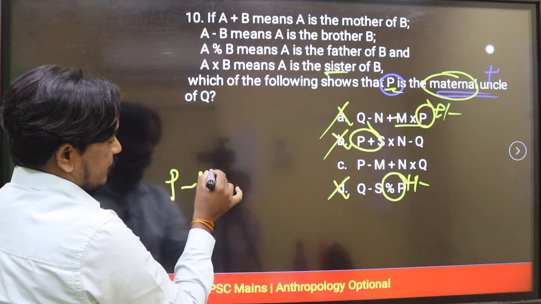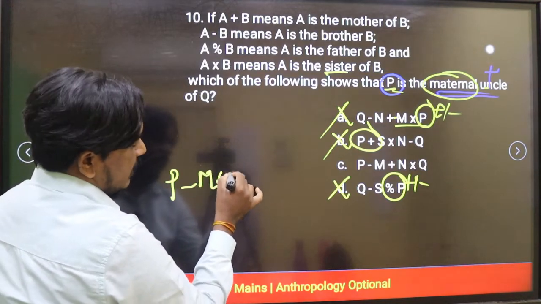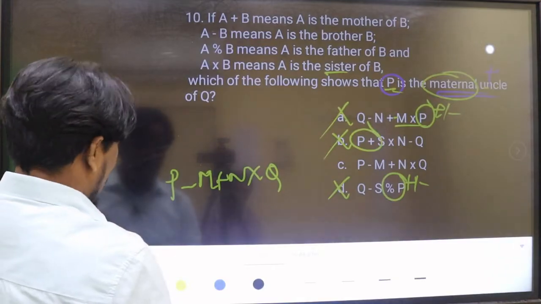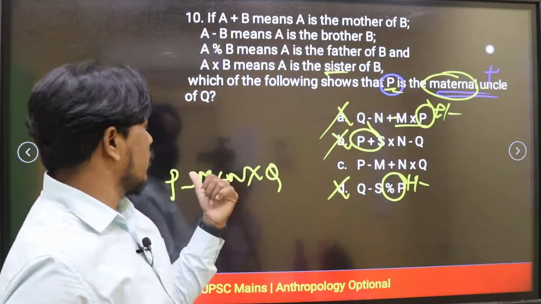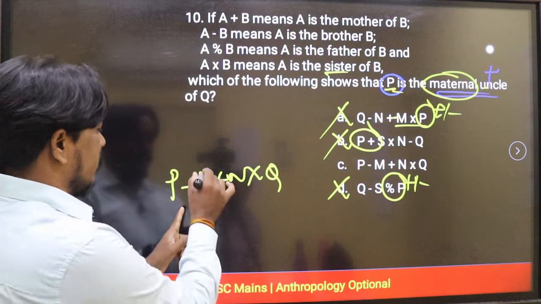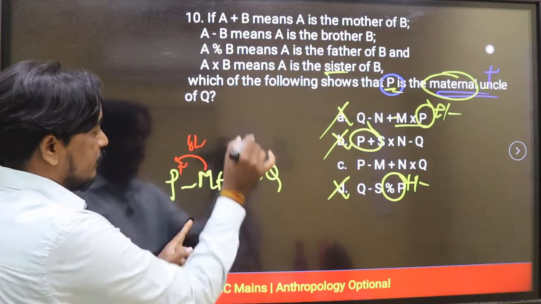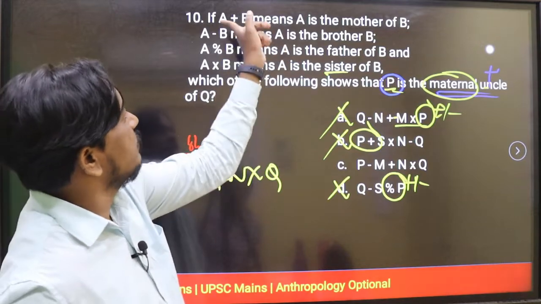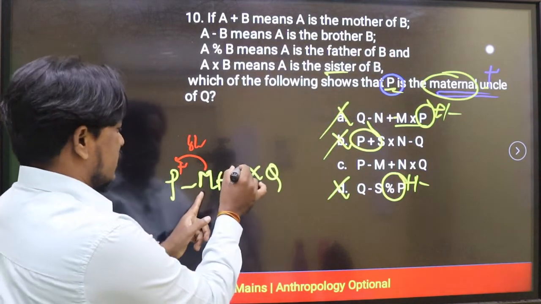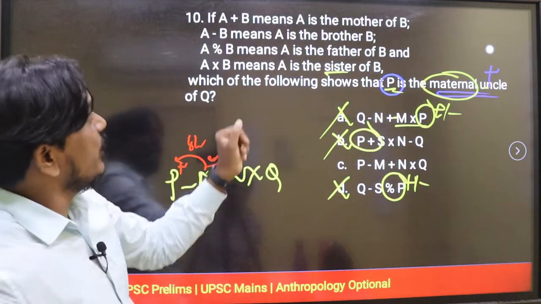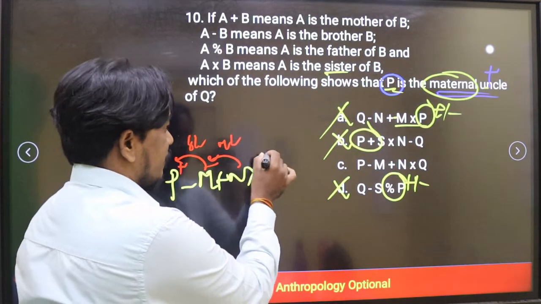P minus M plus N into Q. If you want to verify whether it is paternal or maternal, we will take all the points. Minus means brother. This is a brother. No need to note down everything like a basic diagram. And plus means a mother. This is a mother again. Just observe all these things. Next, into means a sister.